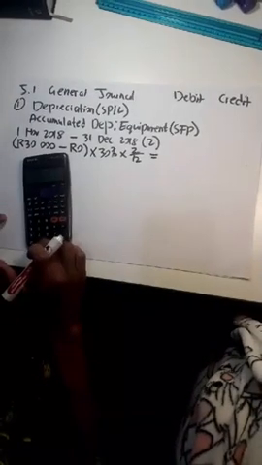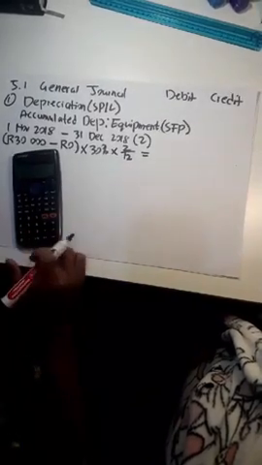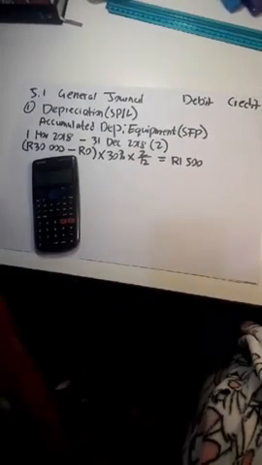So, okay, 30,000 multiplied by 30% times 2 over 12. Then you get 1,500, right? So this 1,500 is your depreciation for the new equipment that was purchased on 1st November 2018.